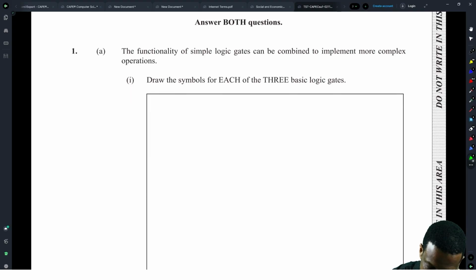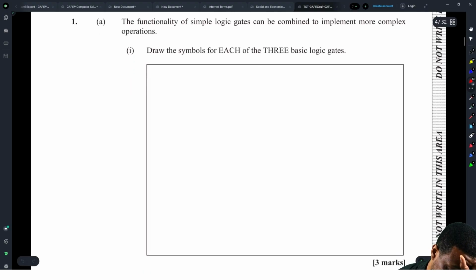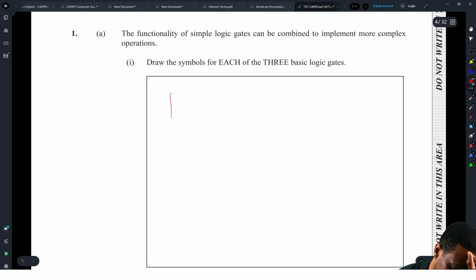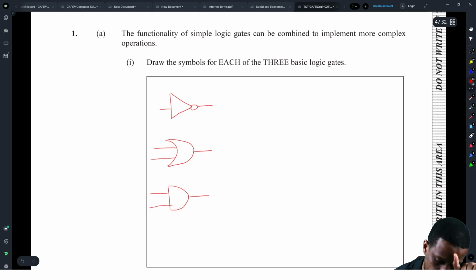So let's start. Question number 1. Draw the symbols for each of the 3 basic logic gates. Just draw the symbols. Alright, cool. So we have the NOT gate. We have the OR gate. And we have the AND gate. Alright, those are the symbols.